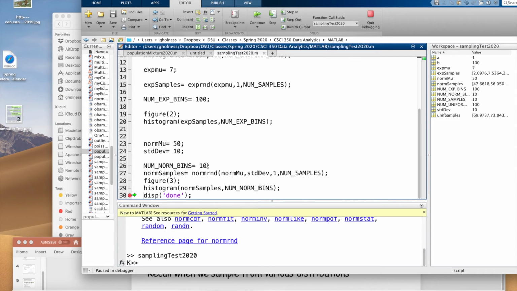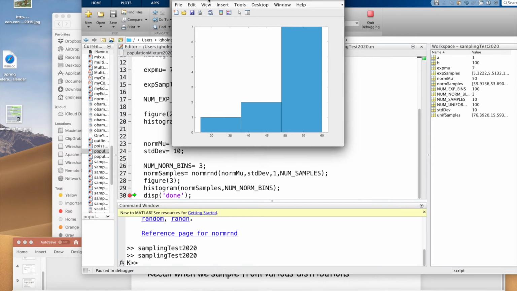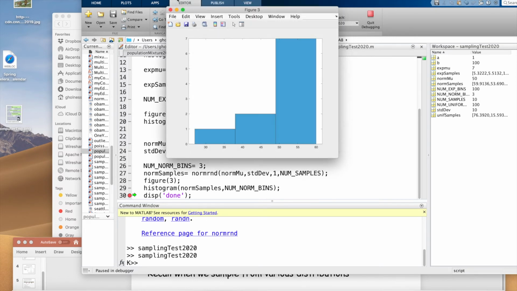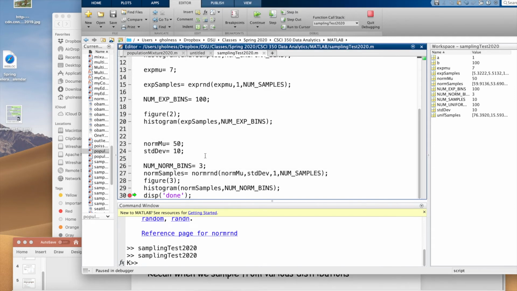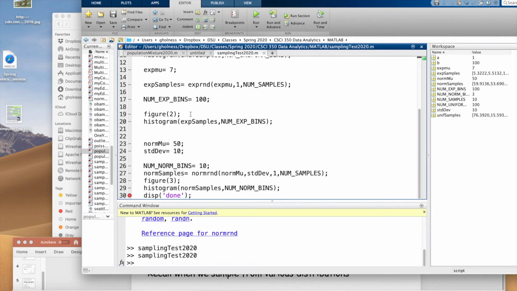Well, let's start out by just changing the number of bins. Let's say if we had three bins, maybe it'll work, maybe it won't. We'll see what happens. So we do that. Well, figure three, it looks nothing like a normal distribution, right? It is certainly not symmetric. So let's go ahead, set the bins back to 10, and we'll change our sample size. For our sample size, we'll do an order of magnitude more. So going from 10 to 100 samples.